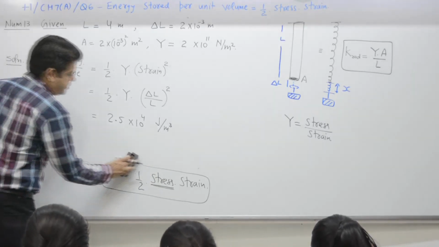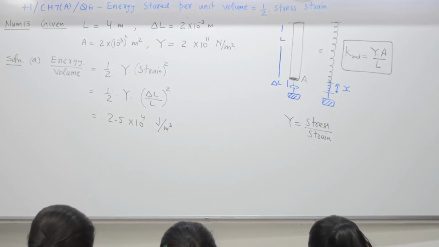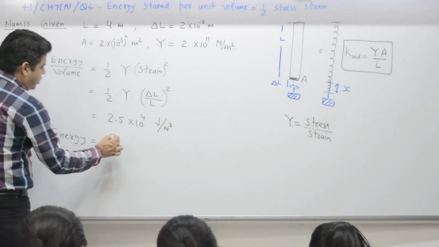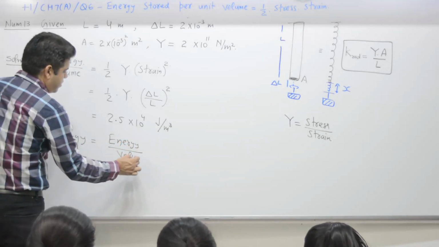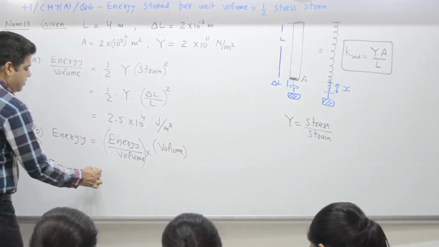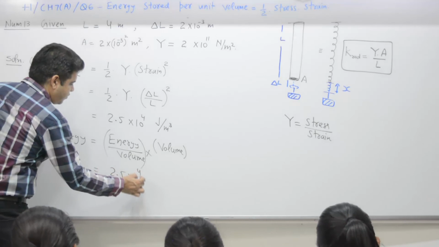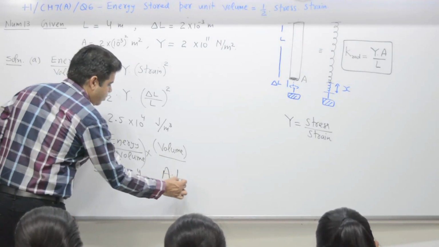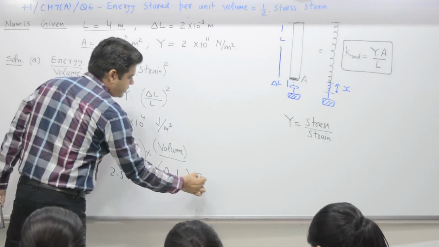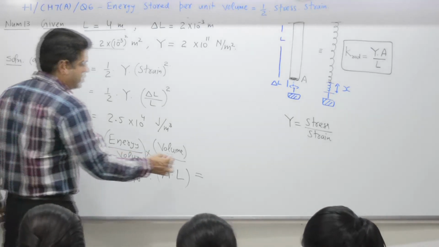Second part, try B part. Energy stored is how much? This is energy stored per unit volume. B part is elastic potential energy stored. Energy stored will come out to be energy per unit volume into volume. What is the volume of the wire? Area into length. First part is 2.5 into 10 raised to power 4. Volume is area of the wire into length of wire. Area of wire is 2 into 10 raised to power minus 6, length of wire is 4 meter. Put these values. Calculate.